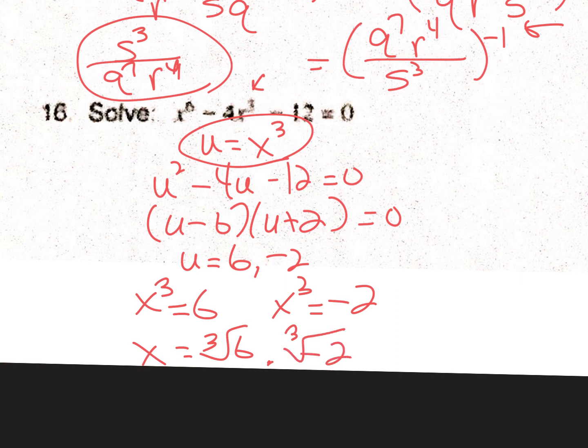Now, the reason there's no i on the cube root of negative 2 is because i is only for square roots of negative numbers. Okay, so there's never an i when you're in a cube root.